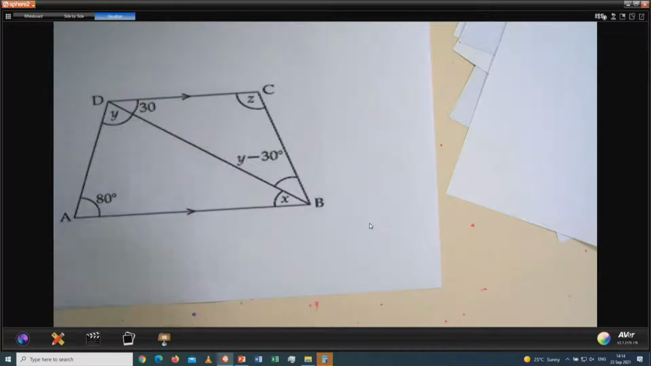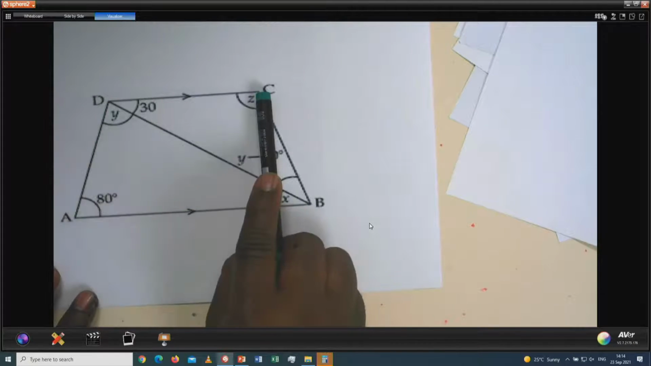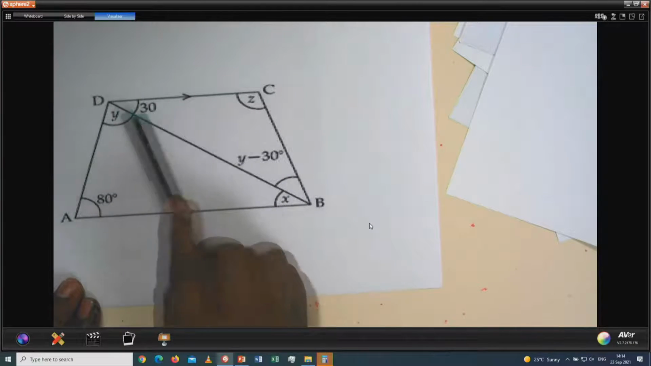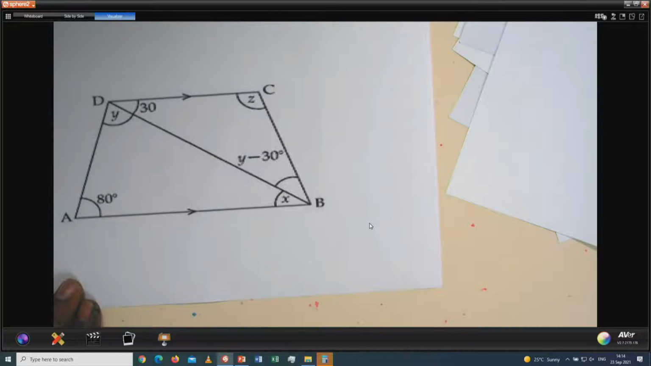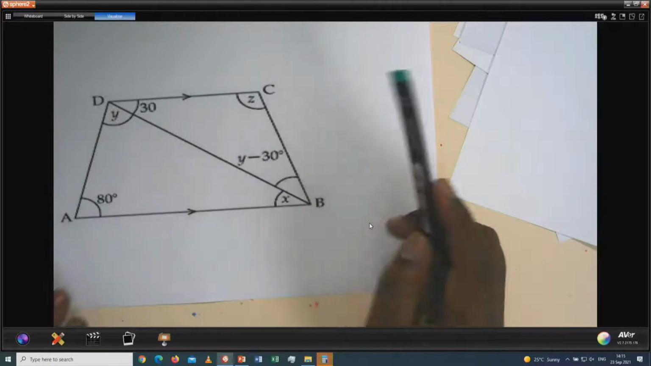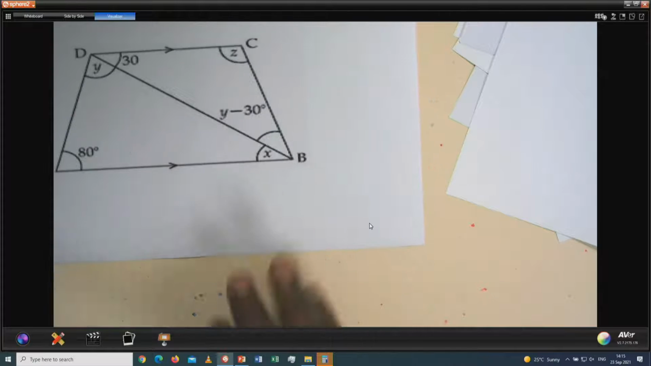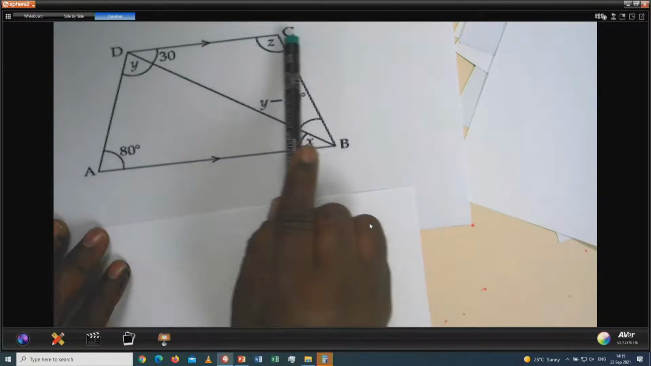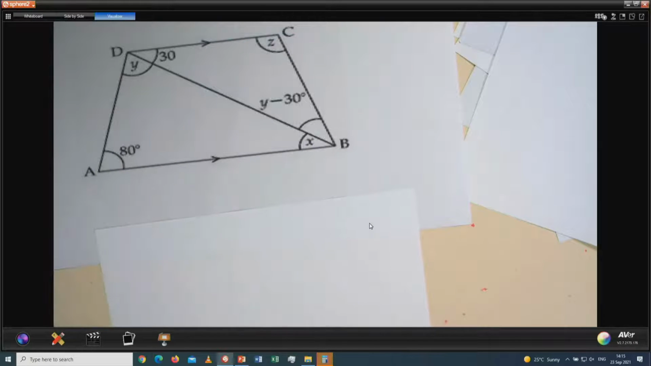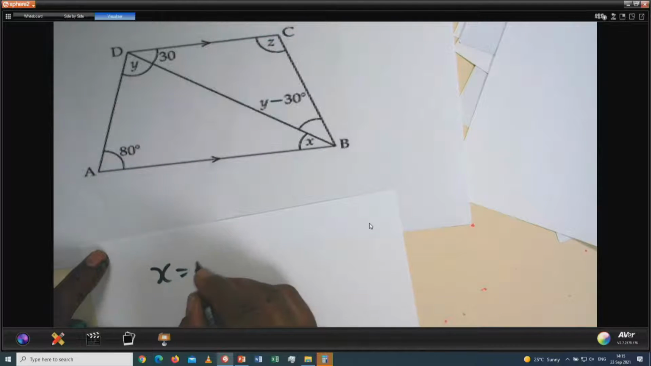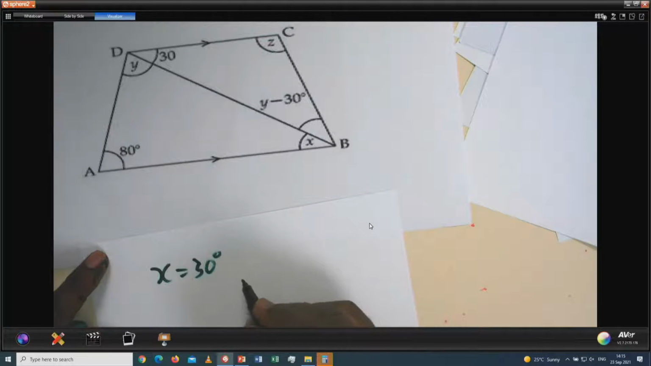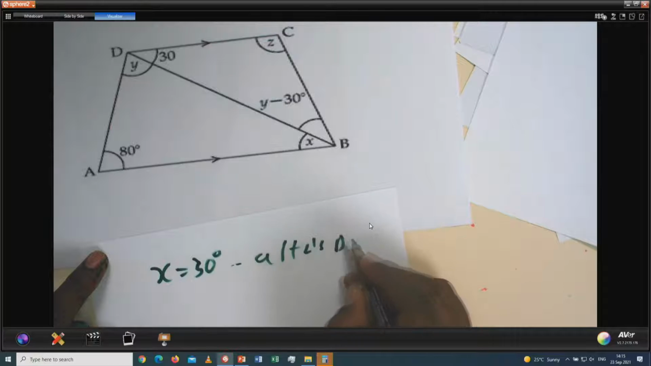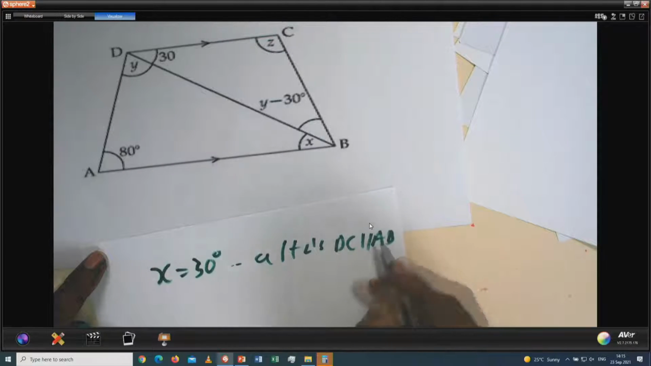It's parallel lines. Do you have a Z? Yes. Do you have co-interior? Yes. Now we start. You look using your crayons. Your crayons, I see the Z there. Straight away, X is equal to 30 degrees because you've got the information. Y, alternating angles, because DC is parallel to AB.